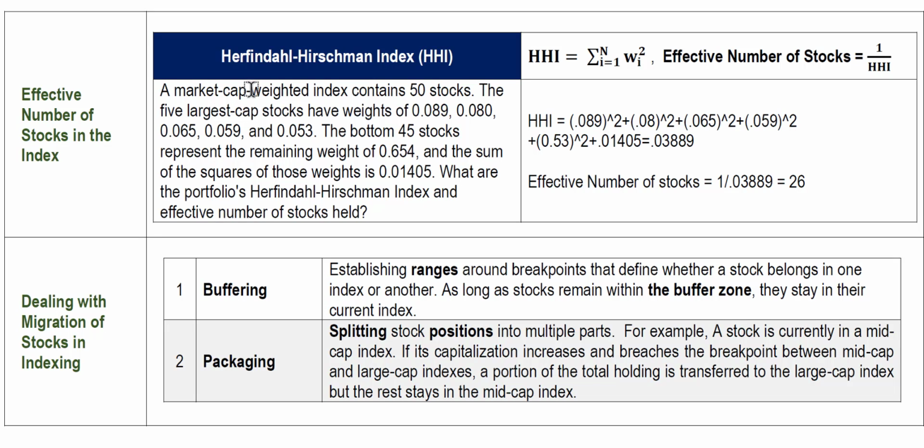Now let's spend a little bit of time looking at the Herfindahl-Hirschman index. This index is very popular. The purpose of using the index is to select the number of stocks that can give you the effective outcome.